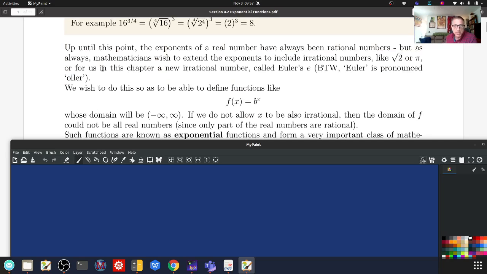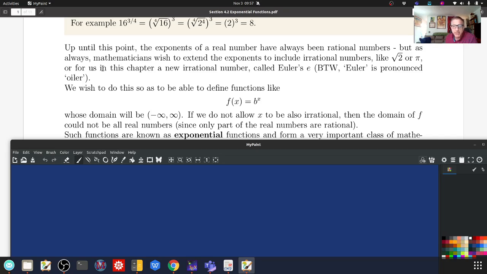So up until this point, the exponents of a real number that we have studied have always been rational numbers, fractions. But we want to extend those exponent values beyond the rational numbers. We want to include exponents which are irrational numbers, like the square root of 2, or for that matter, pi. And in this very chapter, chapter 4, we're going to introduce to you a new irrational number.